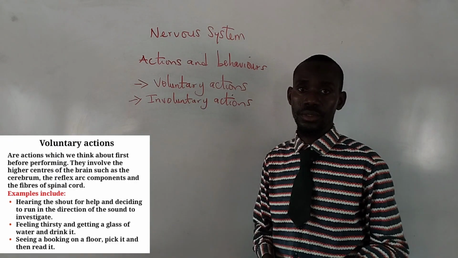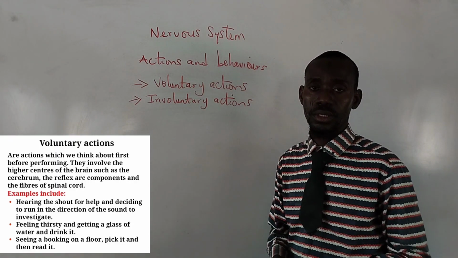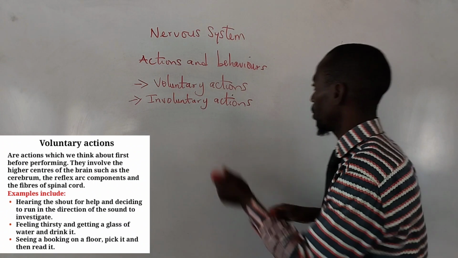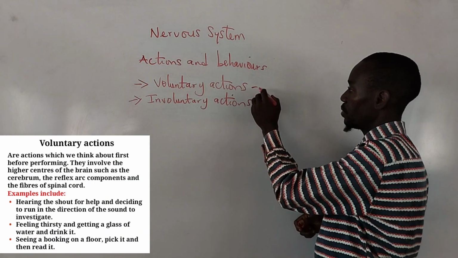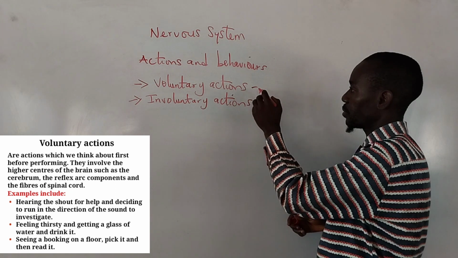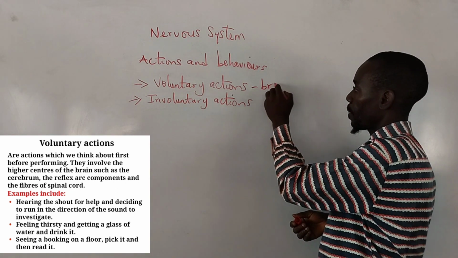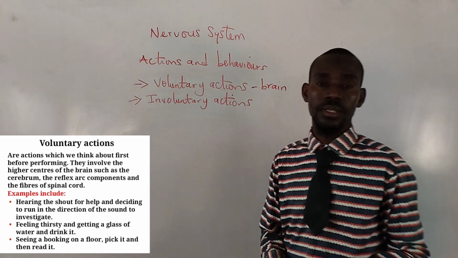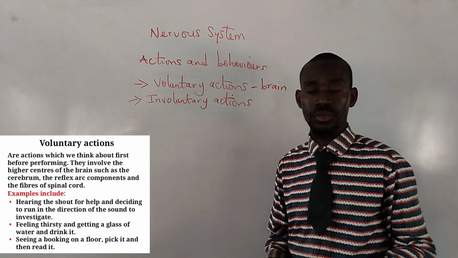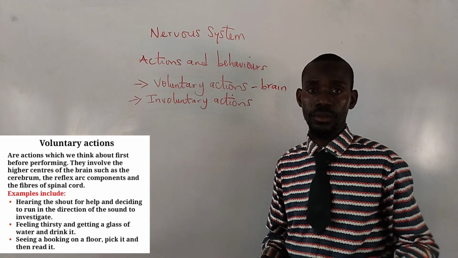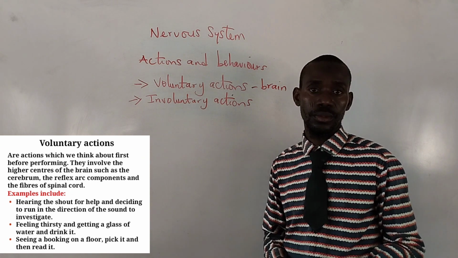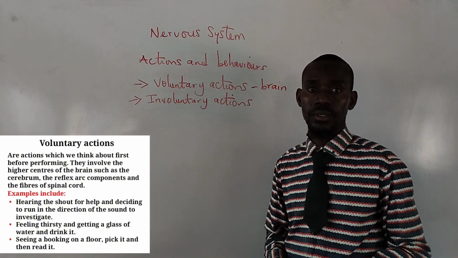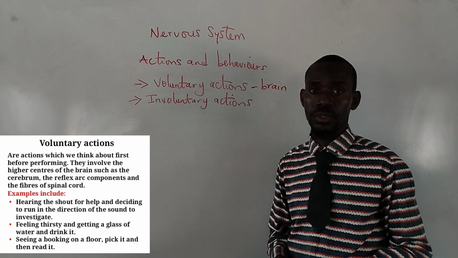Voluntary actions are actions that must be thought of first before they are performed. They are actions that are controlled by the higher centers of the brain, the reflex arc, as well as the fibers of the spinal cord. Examples include seeing a book on the floor and picking it up, and so on and so forth.